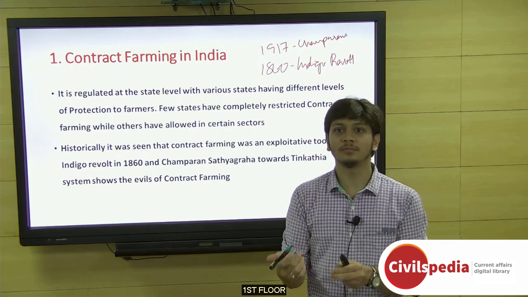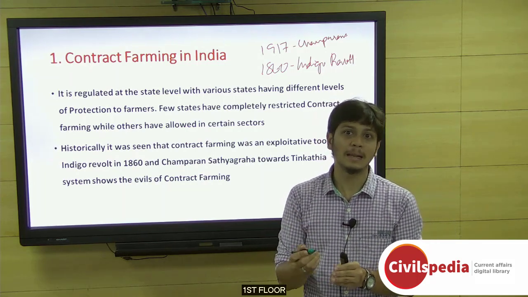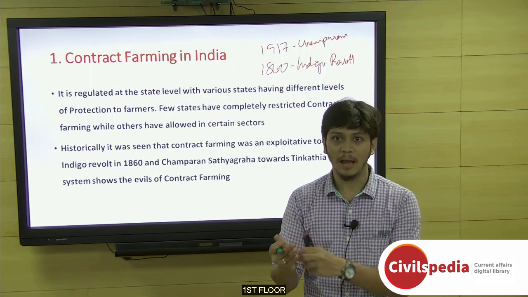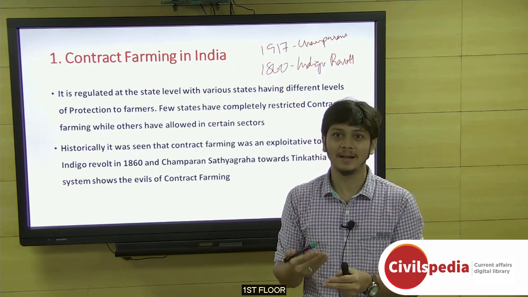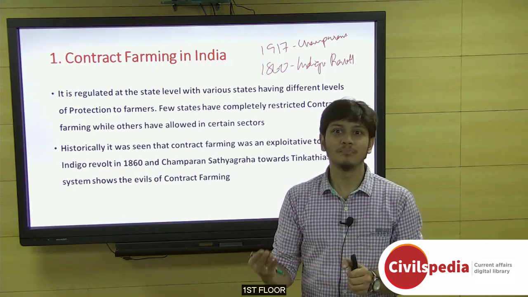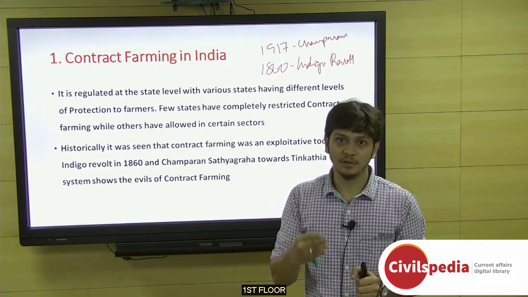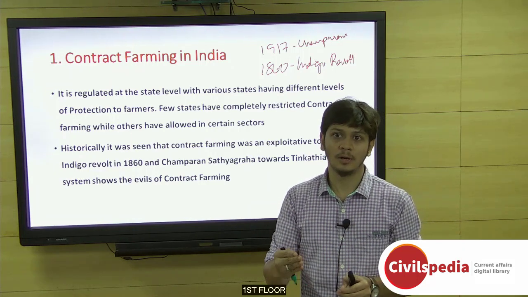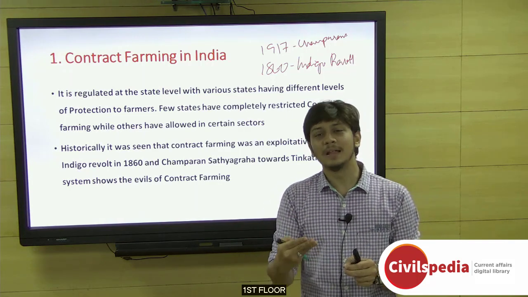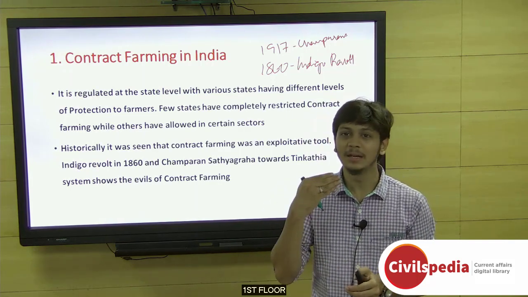Also, small and marginal farmers are not benefiting from contract farming. Only large farmers who have a land holding of above 5 hectares or 10 hectares get benefited out of contract farming. And also the mechanism of implementation, the dispute resolution mechanism: in case of breach of contract, they have to go to court. Again, the court of law takes a long time. Hence these things have reduced the impact of contract farming in India.